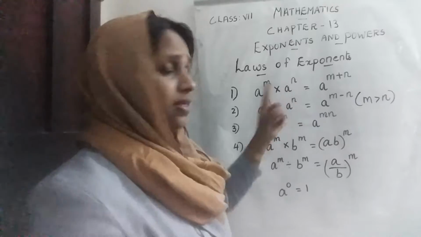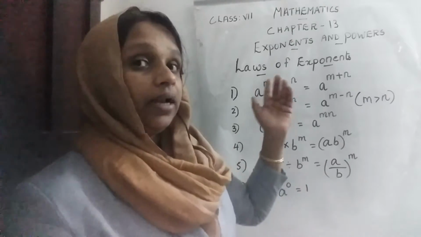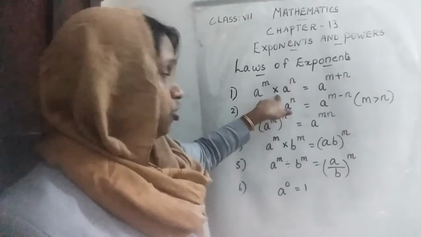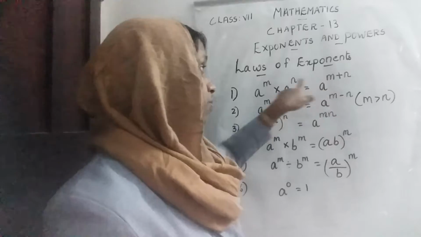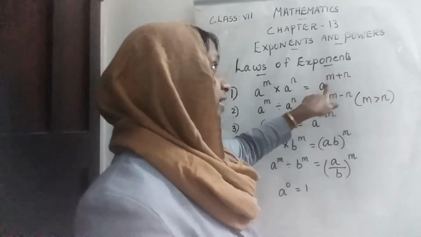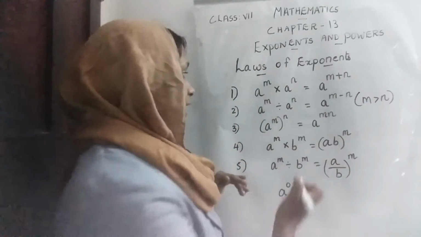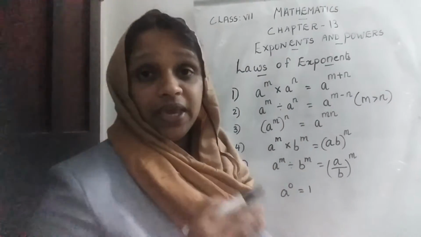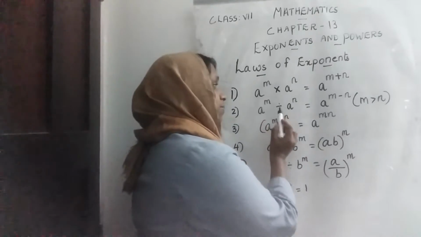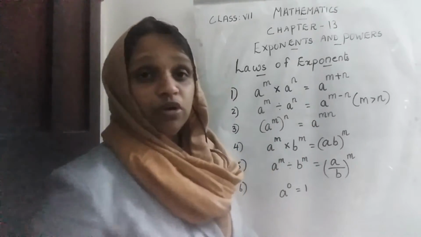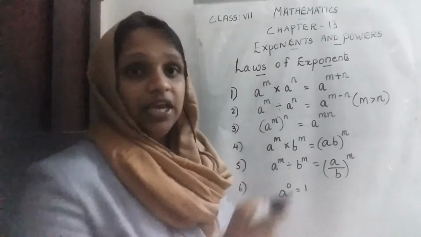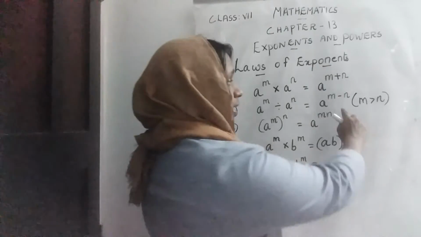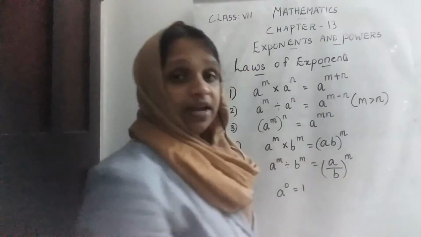In the first law, the base is the same, a, and the exponent is different. The operator is multiplication, so we add: a raised to m plus n. Now if it is division, see the second law: the base is also the same. That means a raised to m divided by a raised to n equals a raised to m minus n. If division, then we subtract. One more condition is there, m is greater than n.